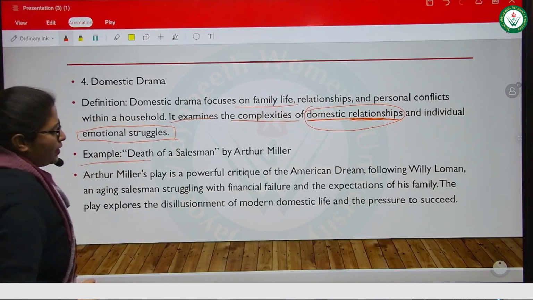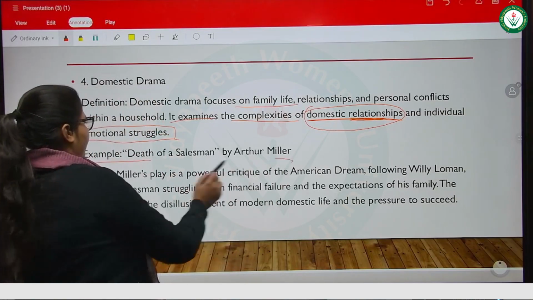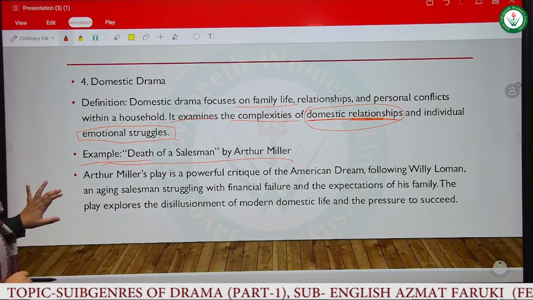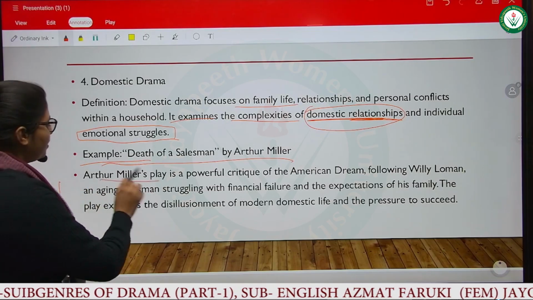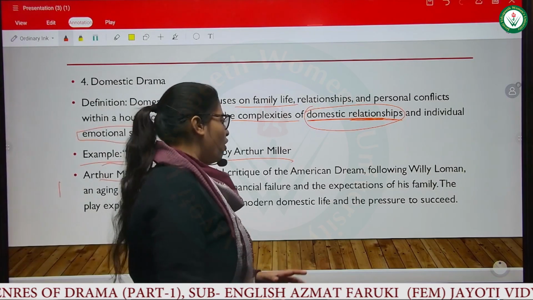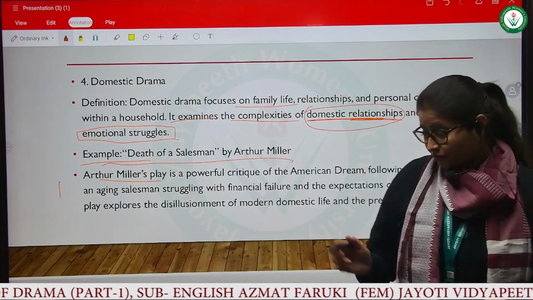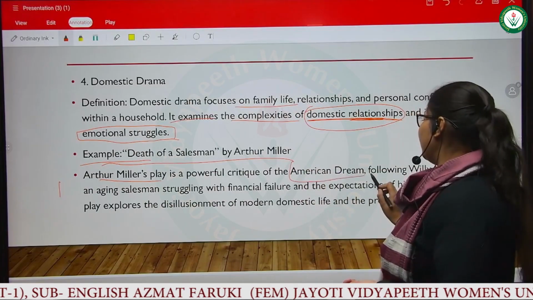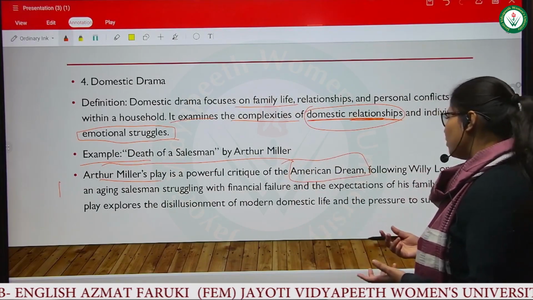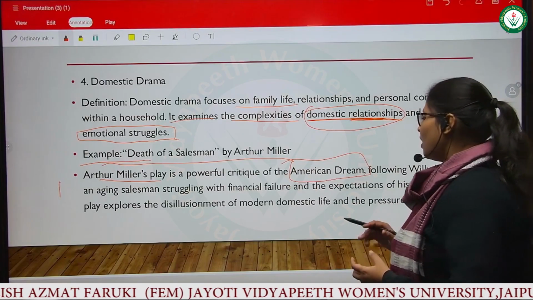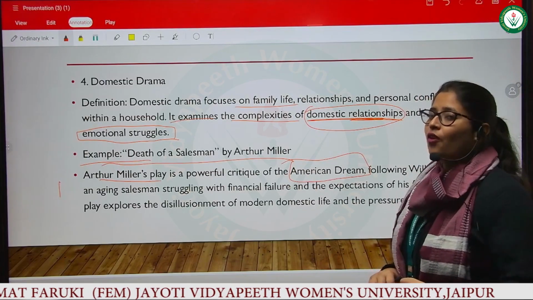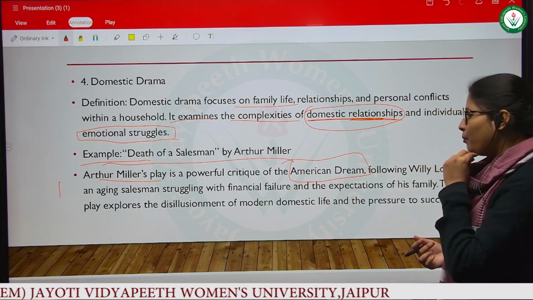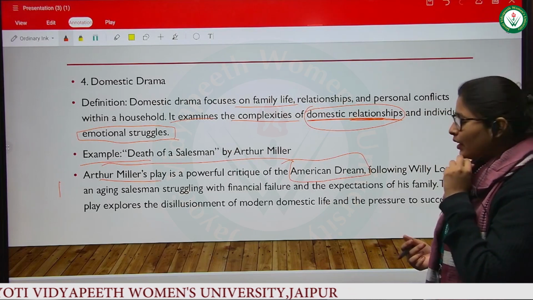For example, Death of a Salesman by Arthur Miller is a great example of domestic drama. Arthur Miller's play is a powerful critique of the American dream. If we discuss American history, we will get the idea of what the American dream was all about: how people were really fond of a lavish life, really mad to live a great life.